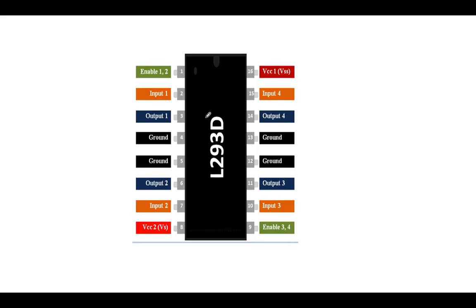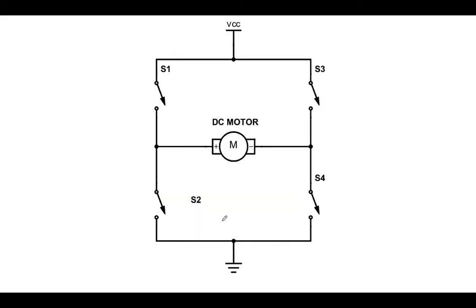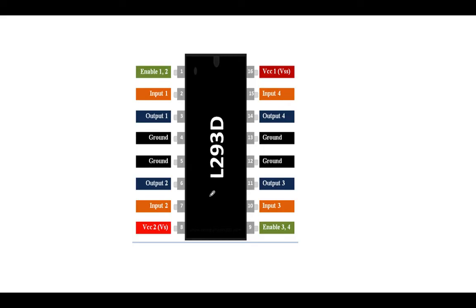Next, how do we construct an H bridge? We are not going to construct these switches ourselves. There is a ready-made IC with the number L293D. This L293D acts as a driver circuit which isolates the microcontroller and the DC motor, gives enough current and voltage to the DC motor, and protects the microcontroller from loading effect.